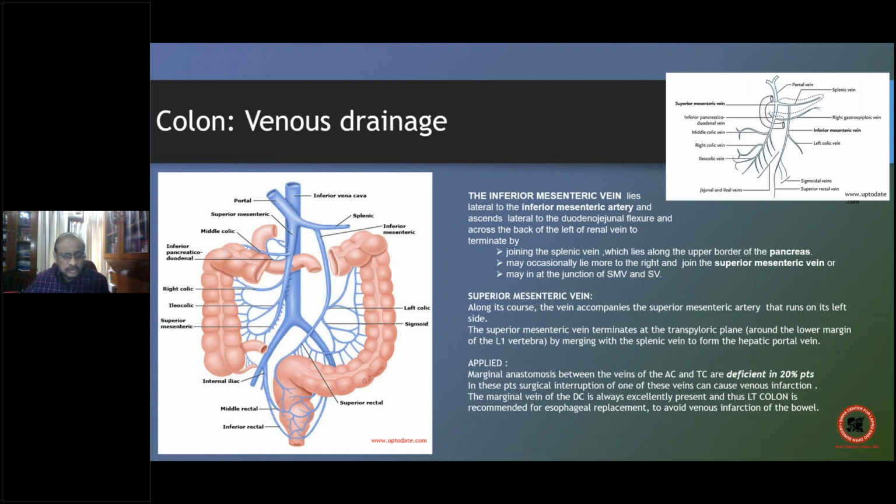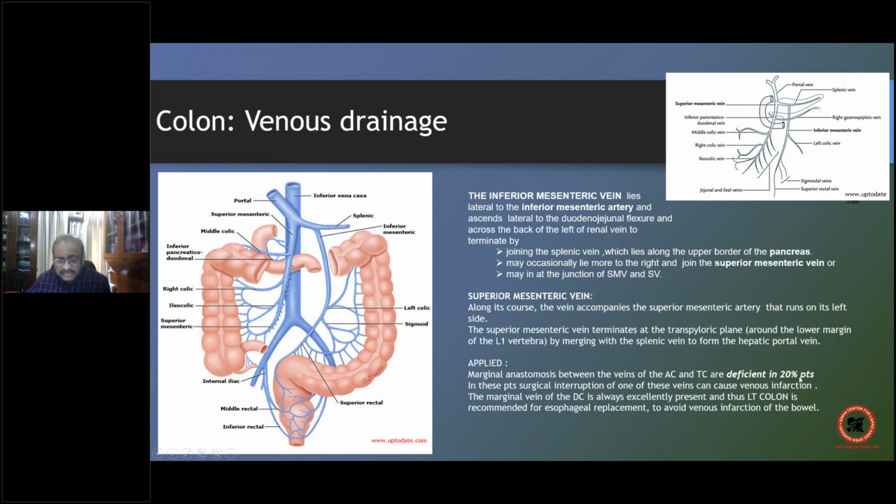And the superior mesenteric vein is going to terminate by joining the splenic vein, and this termination occurs where? At the transpyloric plane, around the lower margin of the L1 vertebra, and there it merges with the splenic vein to form the hepatic portal vein. What is the applied importance? The applied importance is that one important feature of this venous system is that when you have the veins of the ascending colon and the transverse colon, there is an anastomosis, a marginal vein.